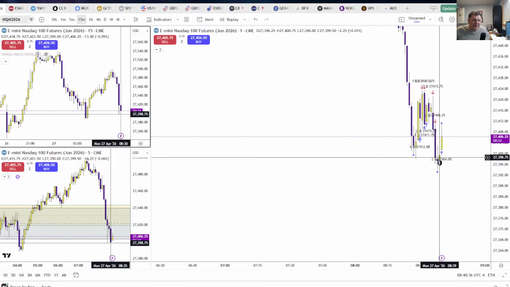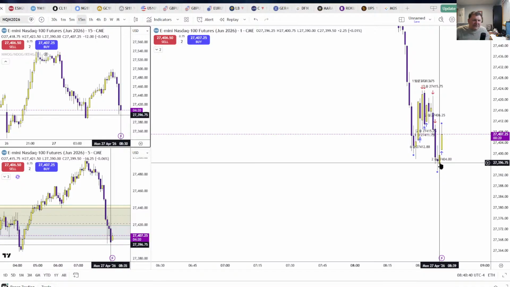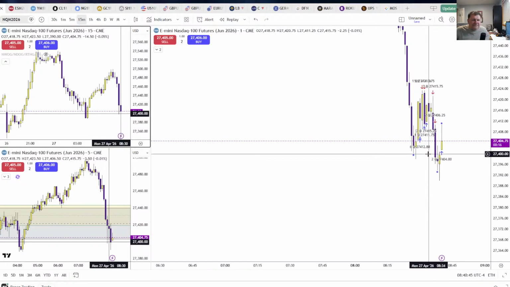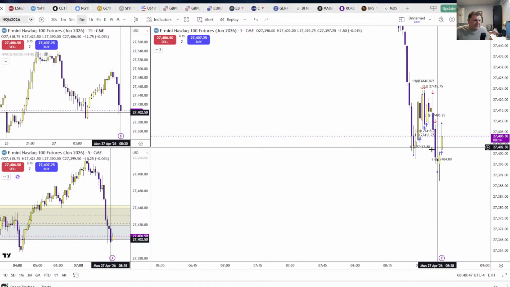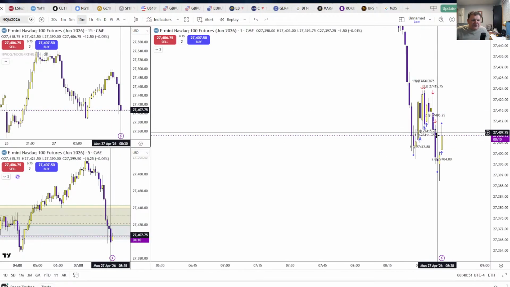I got short, went for the low, and I actually held it, wanted it to go longer, so I just put my stop loss to break even and got a little bit of profit. So now I'm just watching to see if this thing changes direction here.